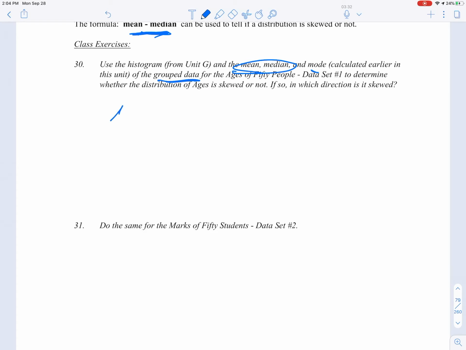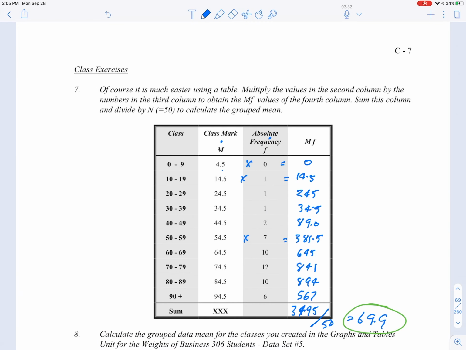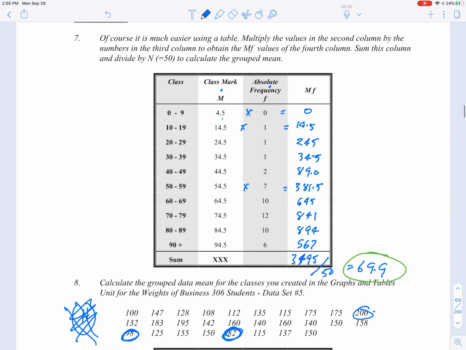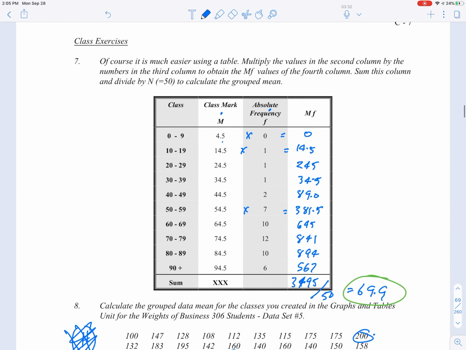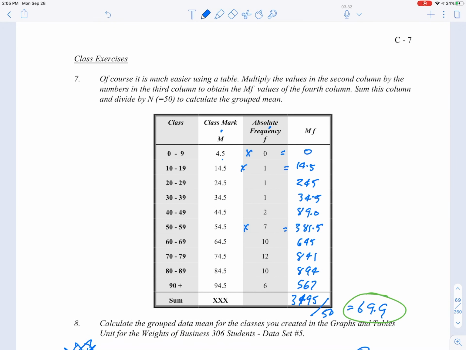The mean turned out to be 69.9, and that was back here, right there, so 69.9. So that was on page C7. That's where you found that.